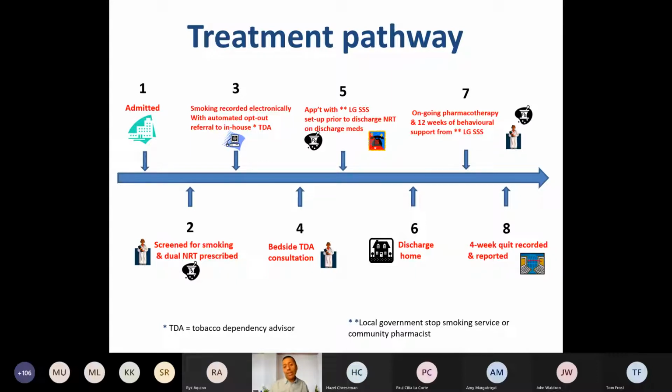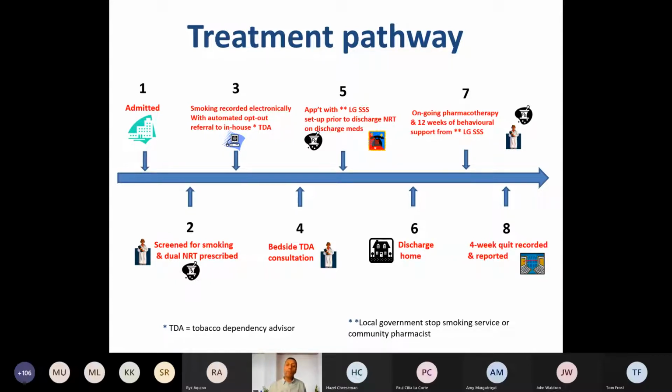We need to capture the discharge date when the person goes home, so that we know that the person's gone home and their transfer of care is going on. We want to record if, in fact, they are going to go on to transfer their care into the community, or whether actually their quit journey is going to stop in the hospital at the front door. Then when the patient goes into the community, we want to understand whether the person continued with their treatment plan, and whether they got both pharmacotherapy and behavioural support from the local service.